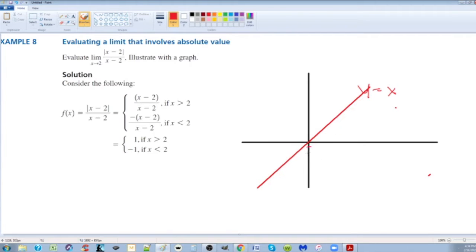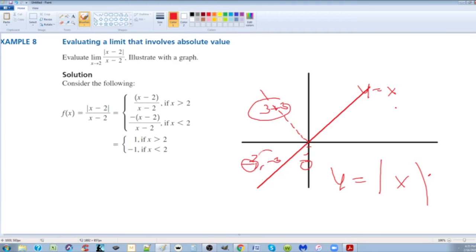Well, they're all negative, right? Absolute value says I'm going to take only positive values. So what happens to this line down here? Well, it gets bounced up here. All these y values that were minus 3 become plus 3. So I get 3 comma 3 up here instead of 3 comma minus 3 down here.